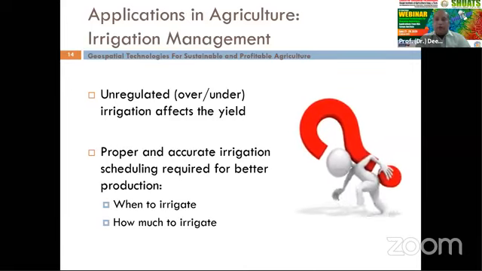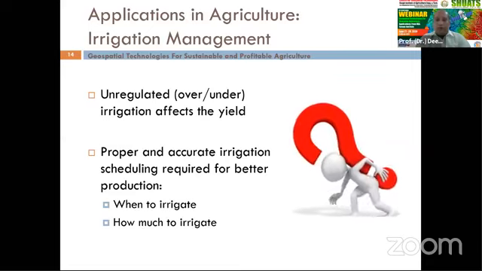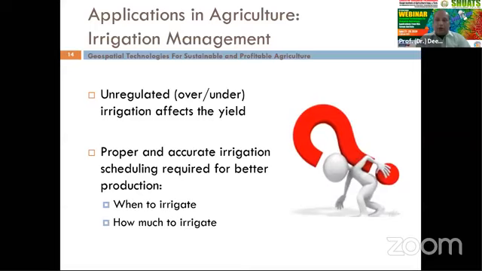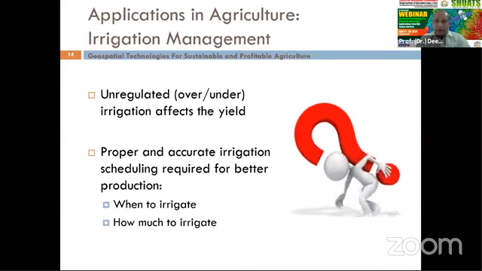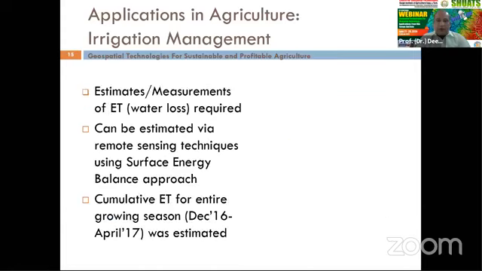How can we know this from remote sensing? For example, if we want to tell someone how thirsty they are, we need to know when they're thirsty and how much water they would require. So water loss is the key word that we are looking for. How thirsty the plant is, how thirsty the crop is. That's what we are estimating through remote sensing: the water loss, evaporation and transpiration combined.